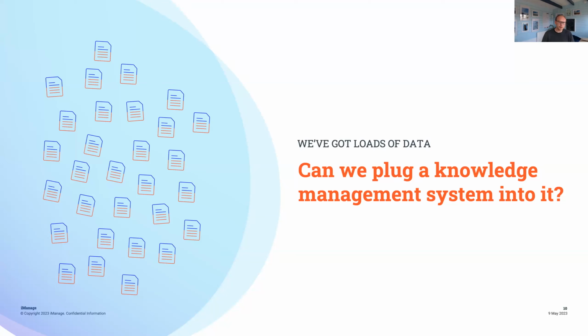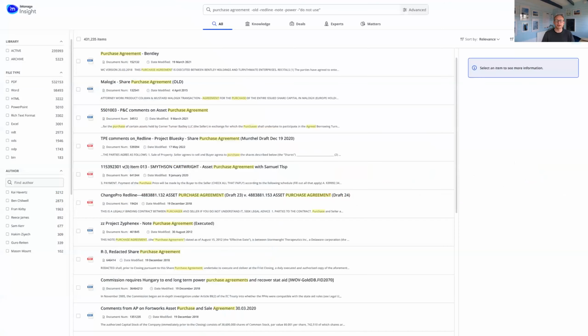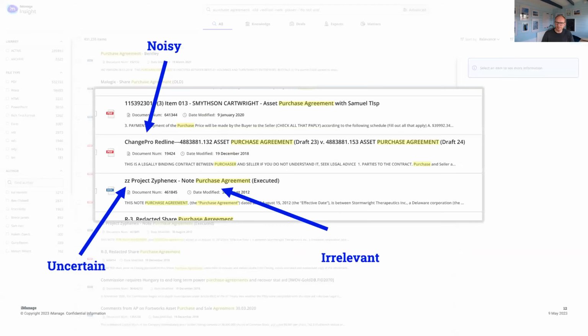And to do that, I'm going to show you a mock-up of what our knowledge management system might look like over a set of content that has file and document management metadata on it. So this is iManage Insights, and if we could just get beyond how it looks on the screen, let's just dive into a few things to note about this content.